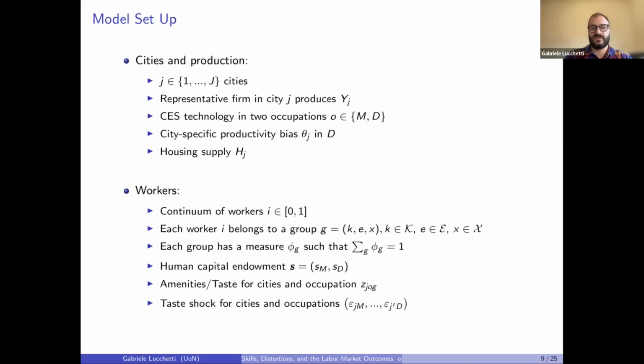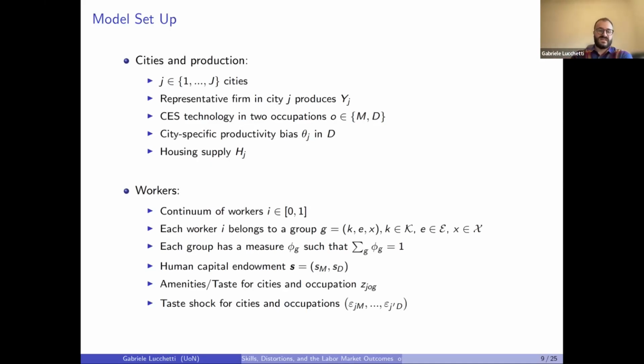Then each technology in each city is characterized by a certain productivity bias, which I capture with this parameter theta j. The productivity bias is in cognitive occupations, so D. And also, each city is characterized by an endogenous housing supply, HJ.